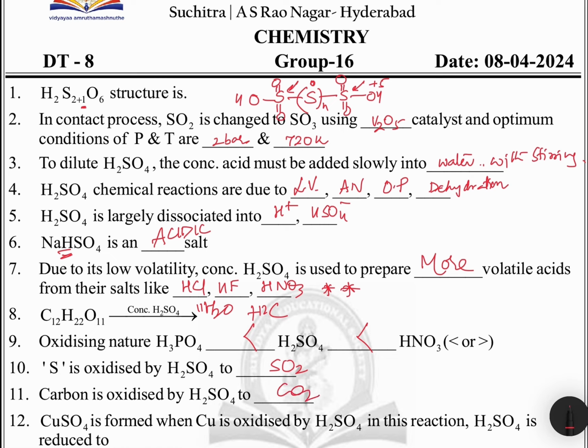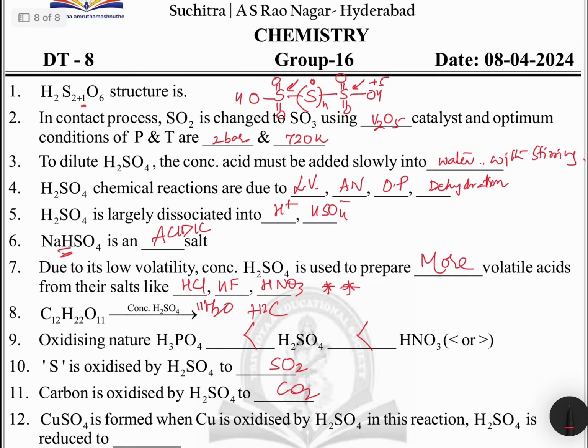Copper sulfate is formed when copper is oxidized by H2SO4. In this reaction, H2SO4 is reduced to sulfur dioxide. Sulfuric acid with +6 oxidation state of sulfur changes to +4 of sulfur dioxide.